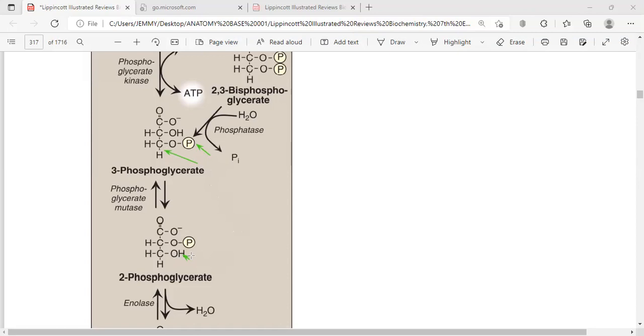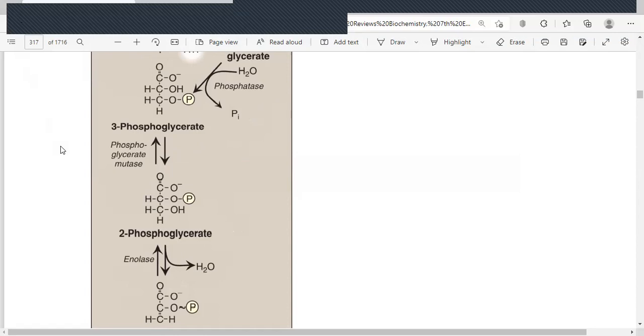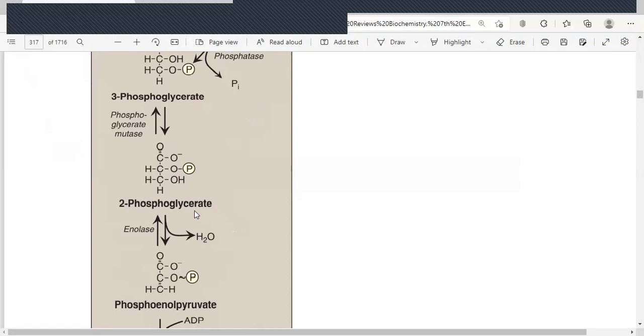So after moving to carbon number 2, it becomes 2-phosphoglycerate. Then in the next reaction, we will carry out dehydration because you are removing water essentially. Remember where else we carried out dehydration, in the synthesis of fatty acids. So this is catalyzed by enolase.